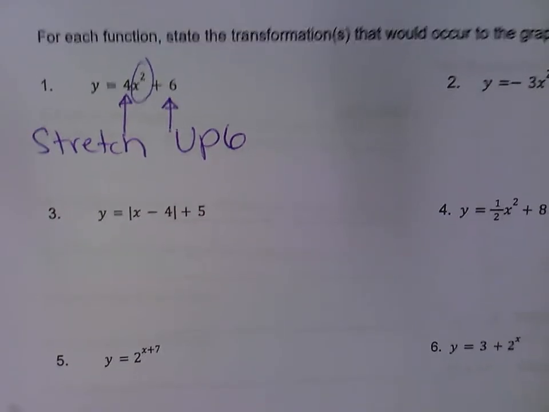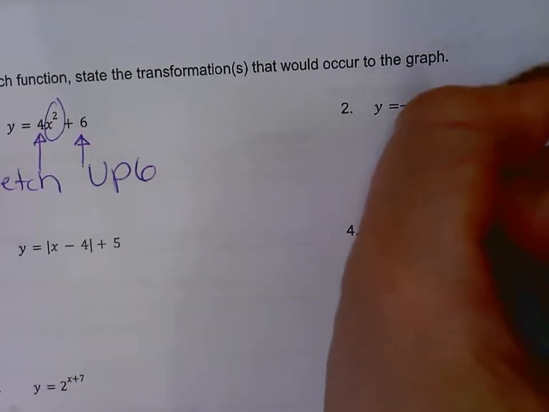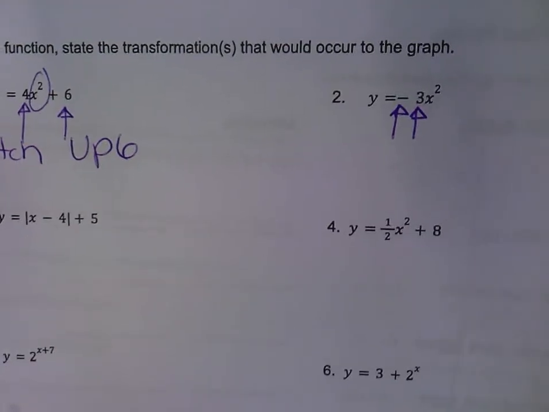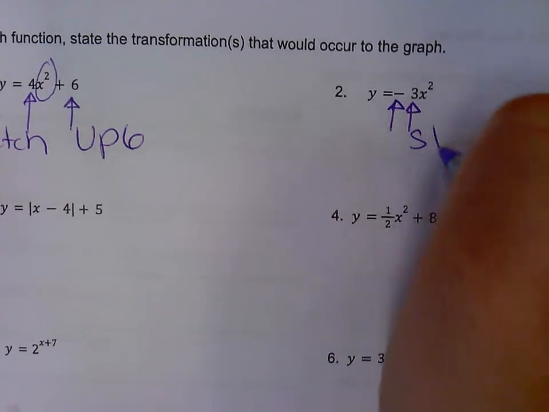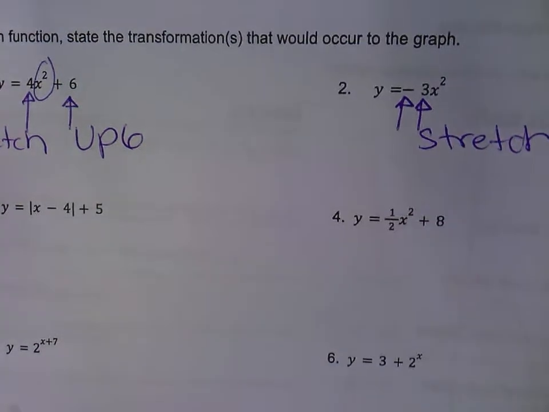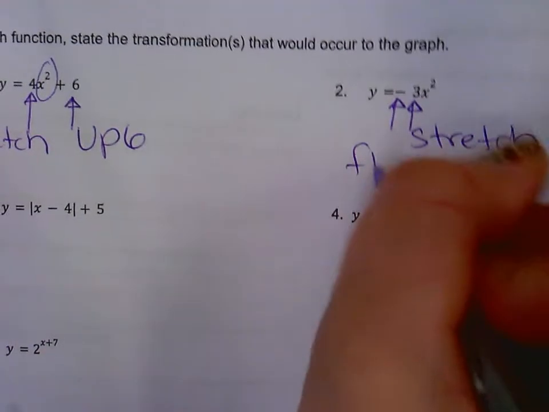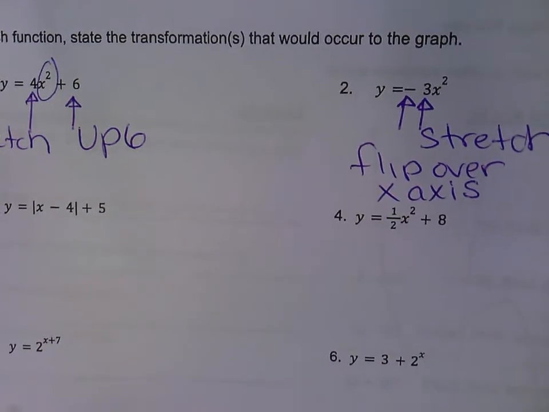I see two things that are changing this function, the negative sign and the 3. So what two things change about this function? The 3 is a stretch again, right? Because the 3 is bigger than 1. So I'm stretching. What does the negative sign do? It's a flip over the x-axis because it's in front of the function without any parentheses, right? So it's a flip over the x-axis, or you could say it's being flipped upside down.